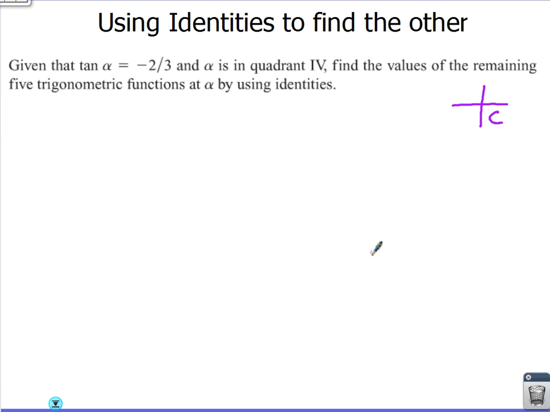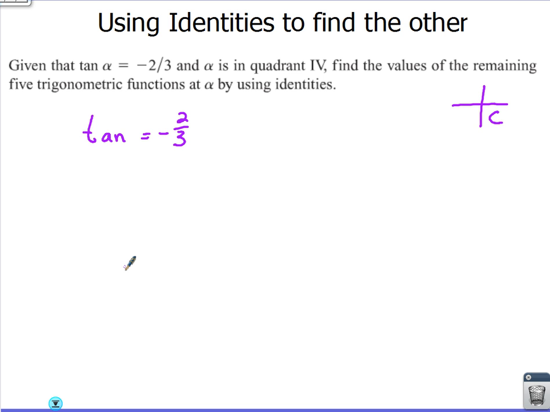So we got tangent is negative 2/3. And again, you can put the alpha if you want to, but you don't have to. Tangent is negative 2/3, and we want to figure out what the others are equal to. Well, tangent is equal to sine over cosine. We've got that one, but the only problem is, what are you going to do with that? You've got two unknowns there. You don't know what sine is, you don't know what cosine is, so we've got to have some other route.